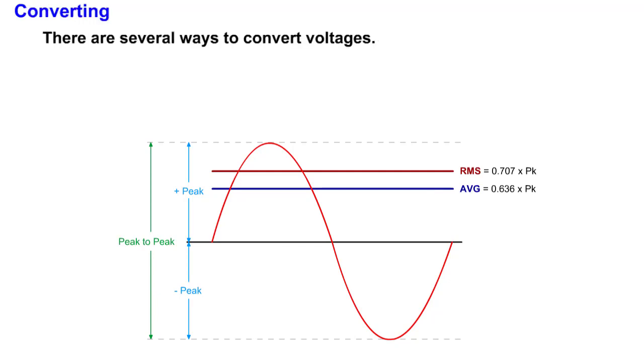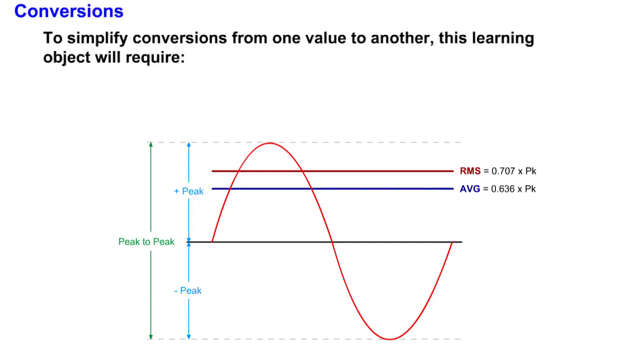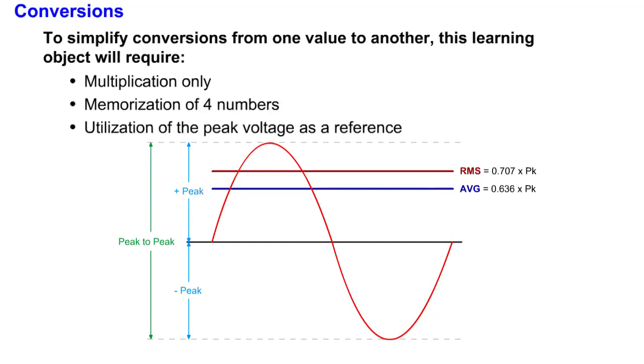There are several ways to convert voltages. When doing conversions, numbers need to be memorized, and calculations using multiplication and division are required. To simplify conversions from one value to another, this learning object will require multiplication only, memorization of four numbers, and utilization of the peak voltage as a reference.